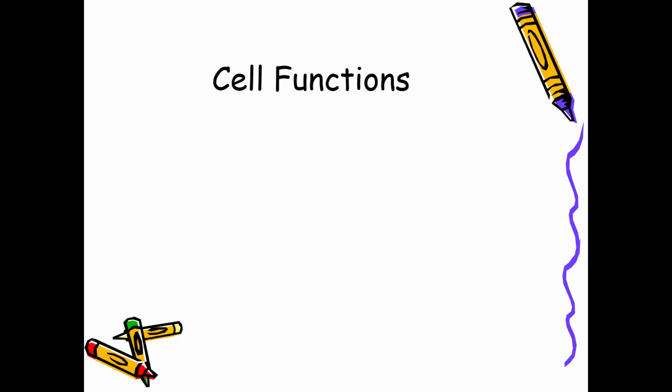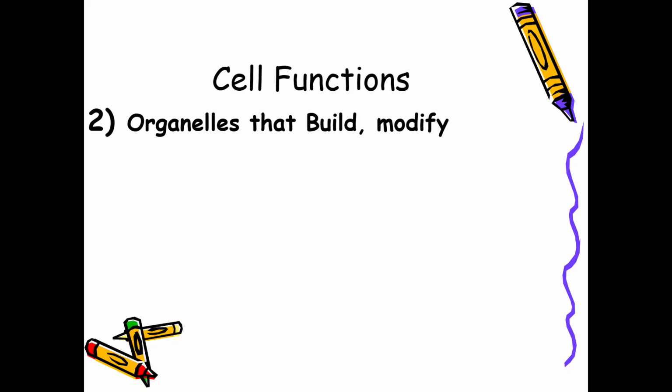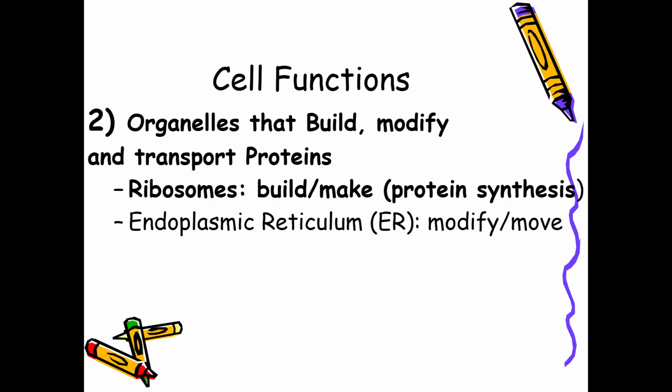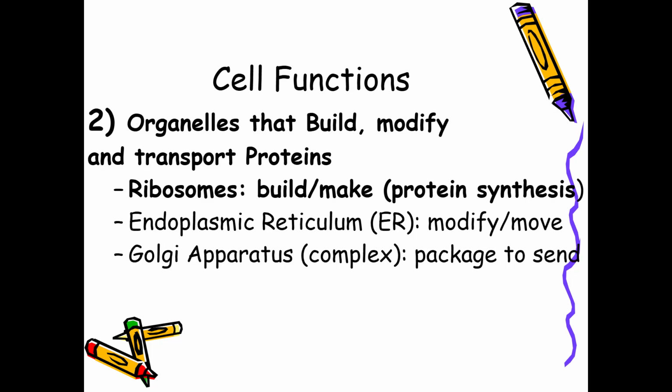All right, so our cells have different functions. We have organelles that build and modify and transport proteins, okay? So these are the ones that build, modify, and transport proteins. We have our ribosomes, our endoplasmic reticulum, which we usually shorten to ER because endoplasmic reticulum is a lot of letters to write. And the endoplasmic reticulum modifies and moves proteins, and then our Golgi apparatus, or sometimes called the Golgi complex, packages the proteins up and sends them off wherever they need to go.